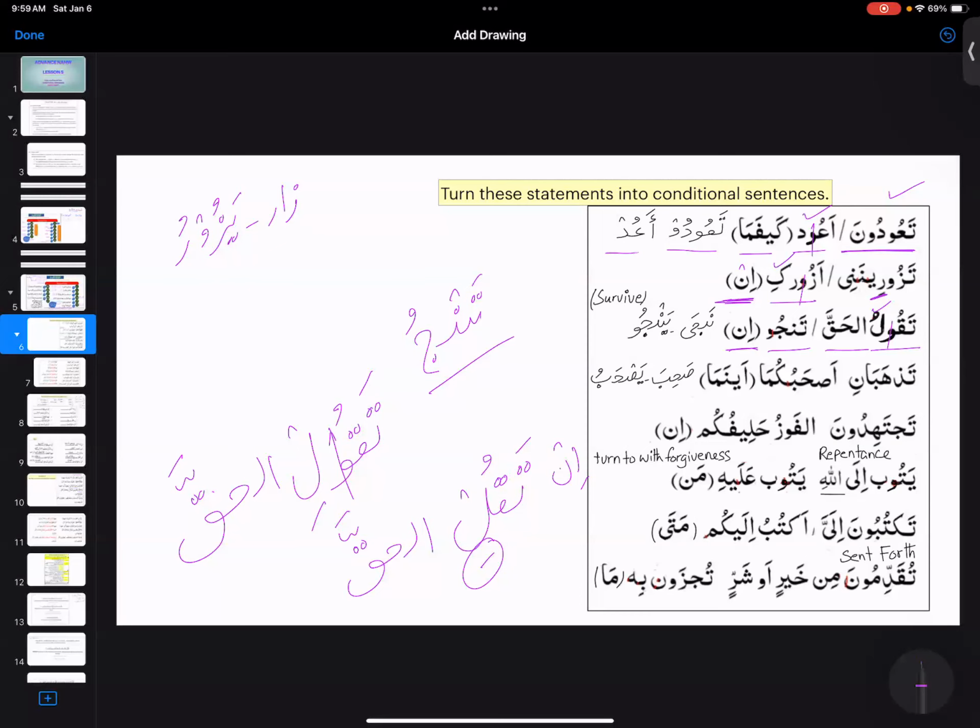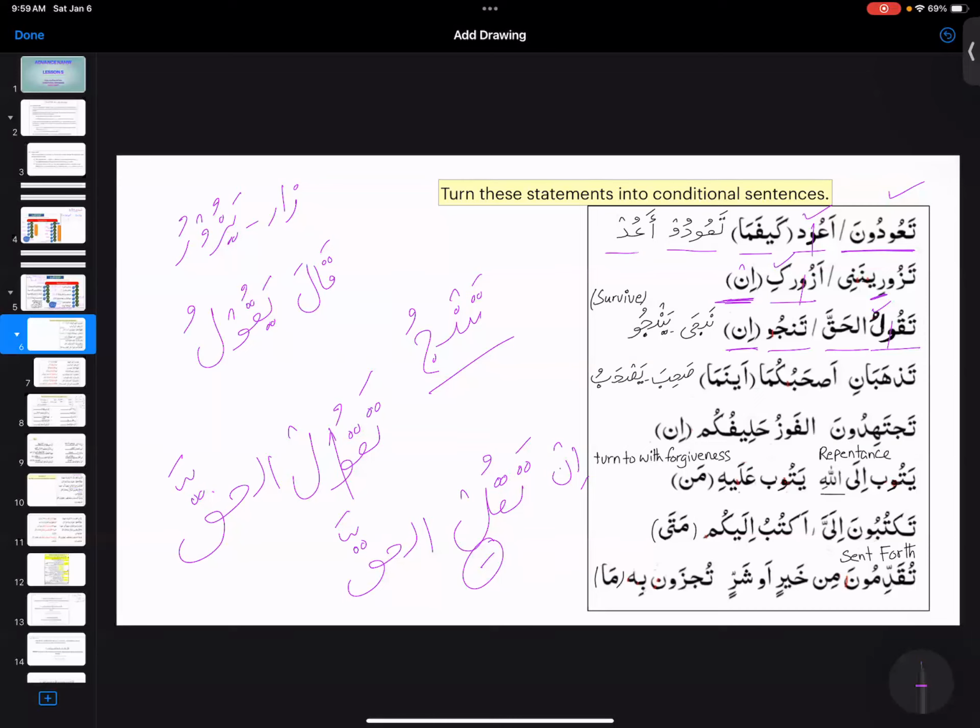Can you tell us one more time why you dropped the waw? Which one? Taqulu? Okay. You are making this taqulu majzoom, right? So, qala yaqulu. What bab is it? Qala yaqulu, nasara yansuru. Okay, this is Bab Nasara.